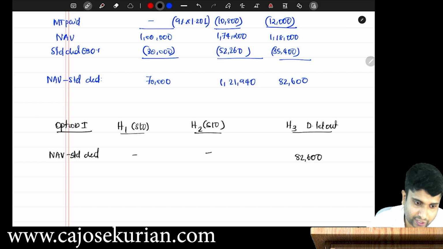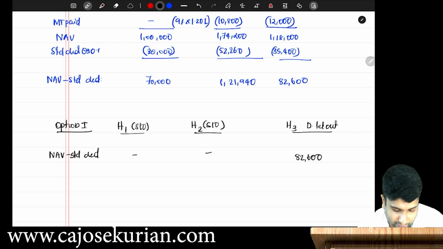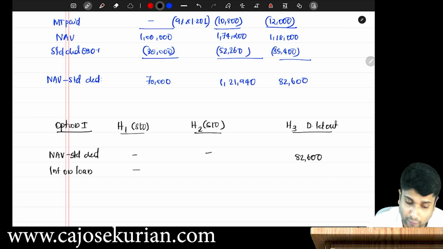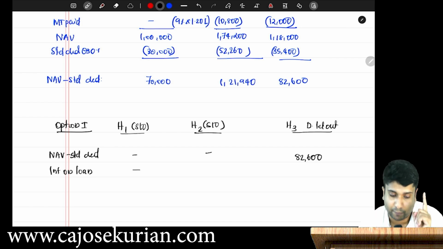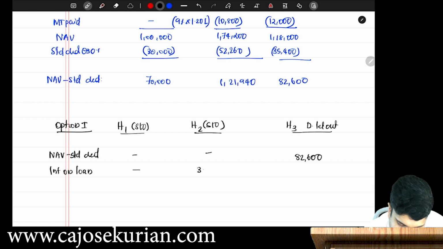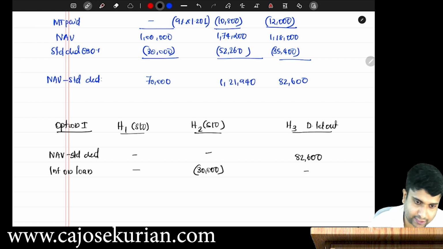Now house 3, it will be 82,600. Okay, just wait. Now, how about interest on loan? What to do with the interest on loan? House 1, we don't have any interest on loan. House 2 in this option is self-occupied property and the interest is actually taken for repair of the property. So you tell me how much is the maximum deduction? 30,000 is the maximum deduction, and in case 3 there is no deduction.